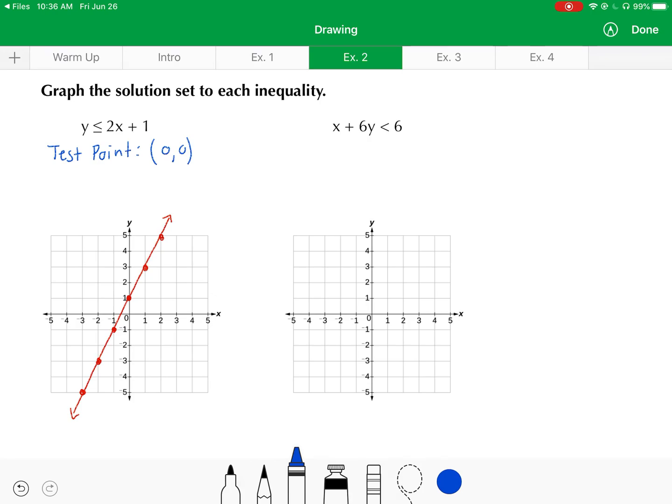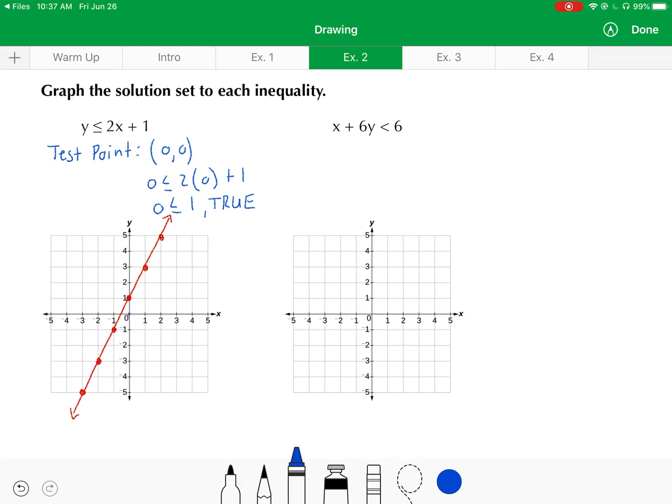Now, what do I mean by test point? Well, I'm simply going to plug 0 in for x and for y in the inequality, and I'm going to see if I get a true statement. 0 is less than or equal to 2 times 0 plus 1. That's going to lead me to 0 is less than or equal to 1. Once you get here, you ask yourself, is that a true statement or a false statement? In this case, it is true. Okay? So that means the origin is a point that's in the solution set.